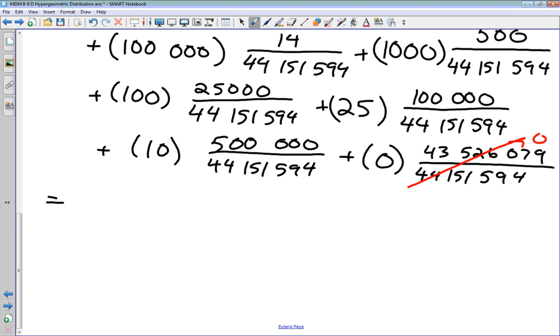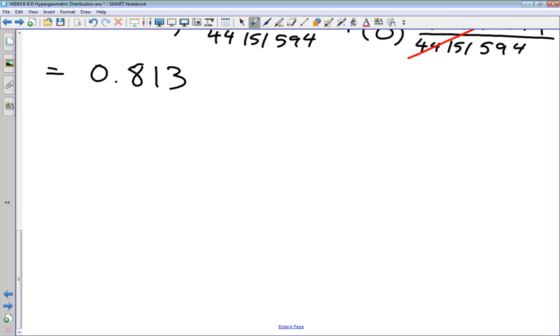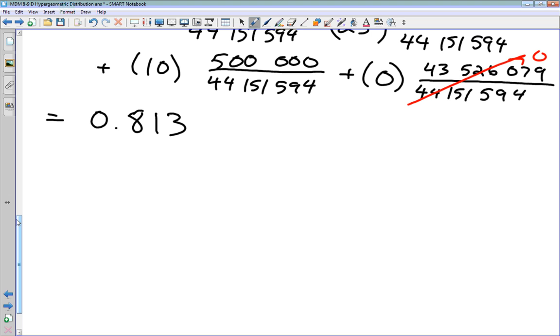So a lot of calculator work here, but when we work it all out, we get 0.813. So this is in dollars. So if we were to play over and over and over again, the average return on one ticket would be about 81 cents. So you buy a ticket for $1.50, you expect to get on average about 81 cents return. So you're really expecting to lose about 70 cents every time you buy a ticket.